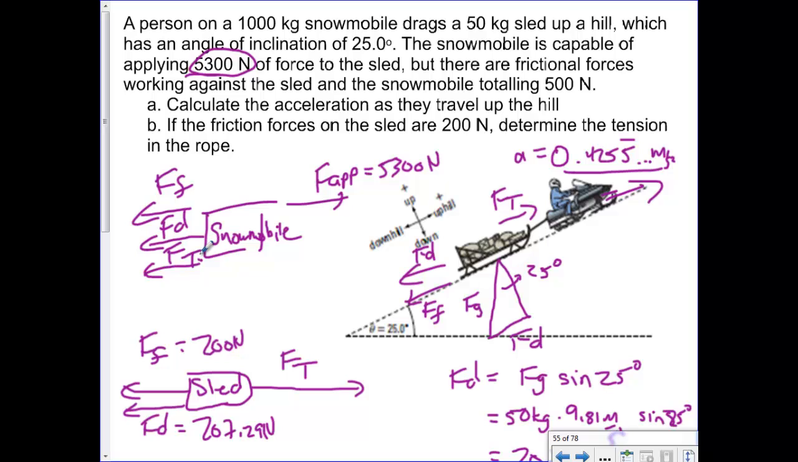What is this value though for the tension? The same as the other one. And that's Newton's third law. Okay. So the tension that is pulling the sled up the hill is the exact same tension that would be trying to pull the snowmobile down the hill. That makes sense? Like the tension in the rope should be the same.